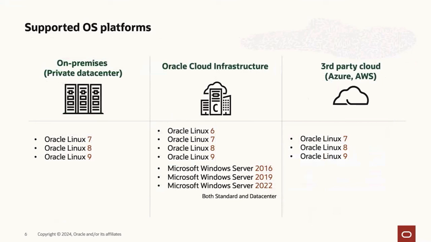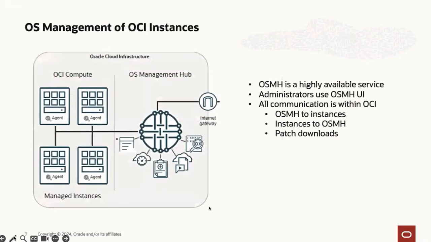For on-premises and third-party cloud, Oracle Linux 7, 8, and 9 are supported. For OCI instances, in addition to OL 7, 8, and 9, Oracle Linux 6, as well as Windows Server 2016, 2019, and 2022 are also supported. OS Management Hub uses an agent for managing and applying updates on an instance. The agent interacts with the OS content on an instance as directed by the OS Management Hub and reports data and results back to the service.